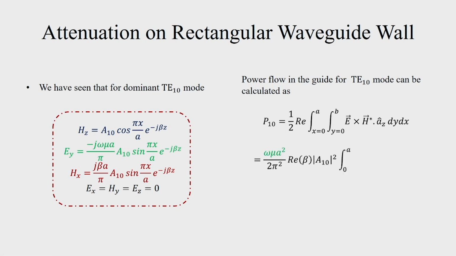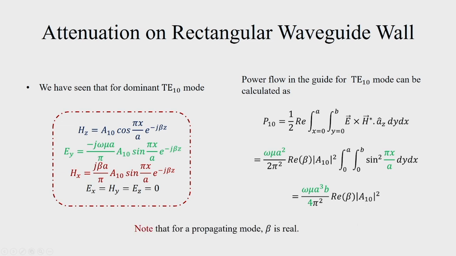an expression for the power that flows inside the waveguide because of the dominant TE10 mode, and this can be written as omega mu a cube b by 4 pi squared, real part of beta, and the magnitude squared of A10. Please note that when the wave propagates inside the waveguide, beta will be a real quantity.